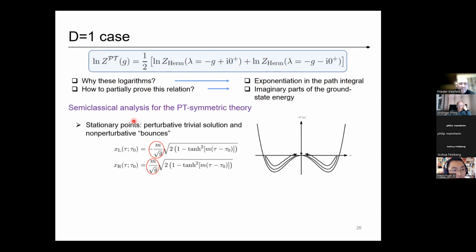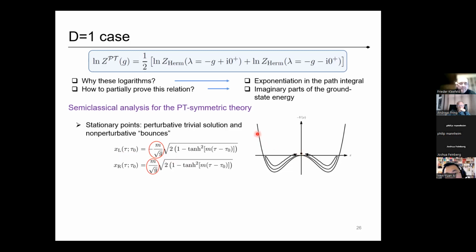Now let's first look at the semi-classical analysis for the PT-symmetric theory. There, the first step is to look at the stationary points. Here we consider the partition function as a sum from 0 to 0 propagator, something like it. And then you have three types of stationary points. The first one is a trivial stationary point. You just have x equal to 0 always. And you can also have two instanton solutions.